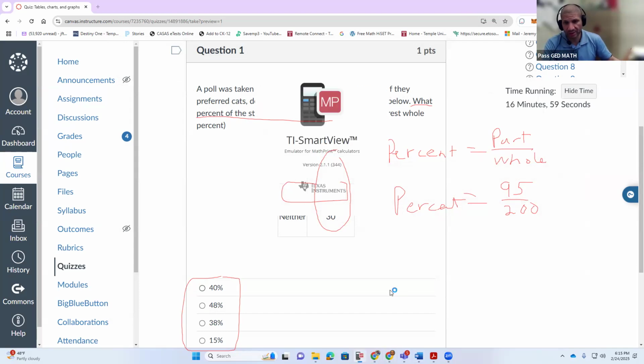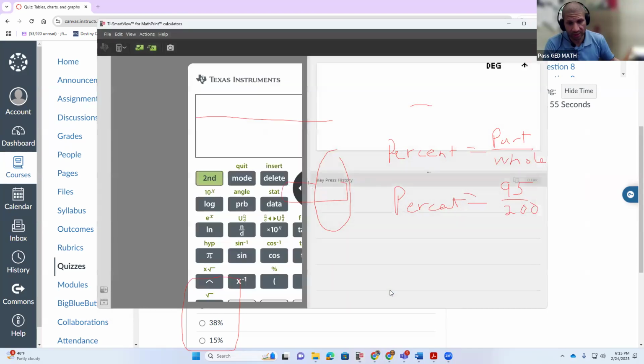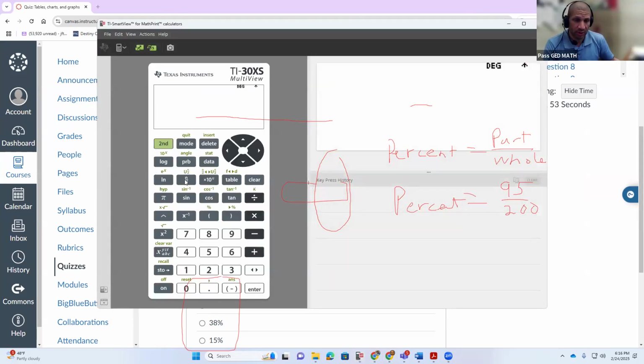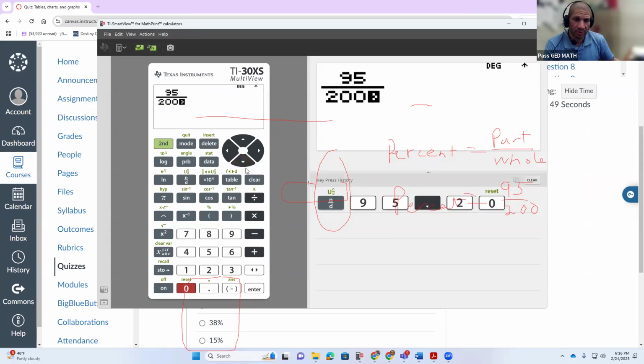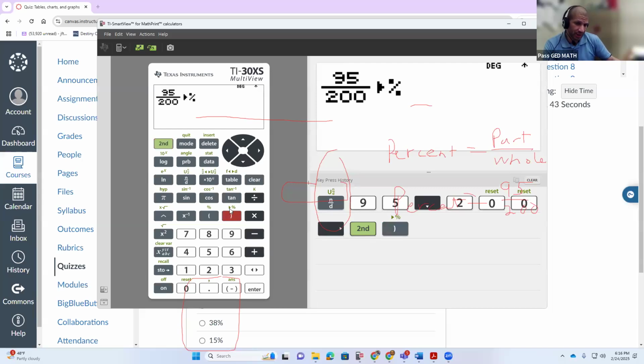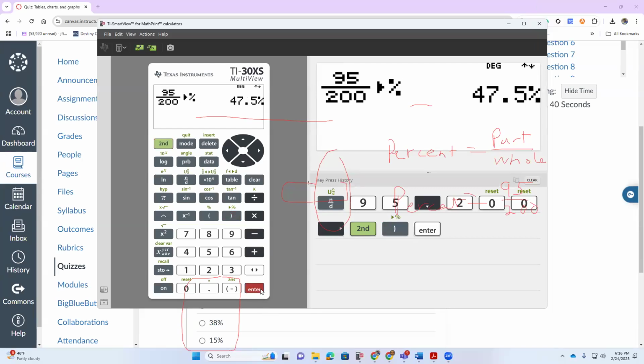But the important thing is identify what you know. They're asking for percent. That's part over whole. So we're going to hit 95 over 200. We're going to convert that to a percent. So we hit second, hit the right parenthesis because that green says arrow percent. Convert it to a percent. That's 47.5. They said round to the nearest whole number, and that would be 48%.